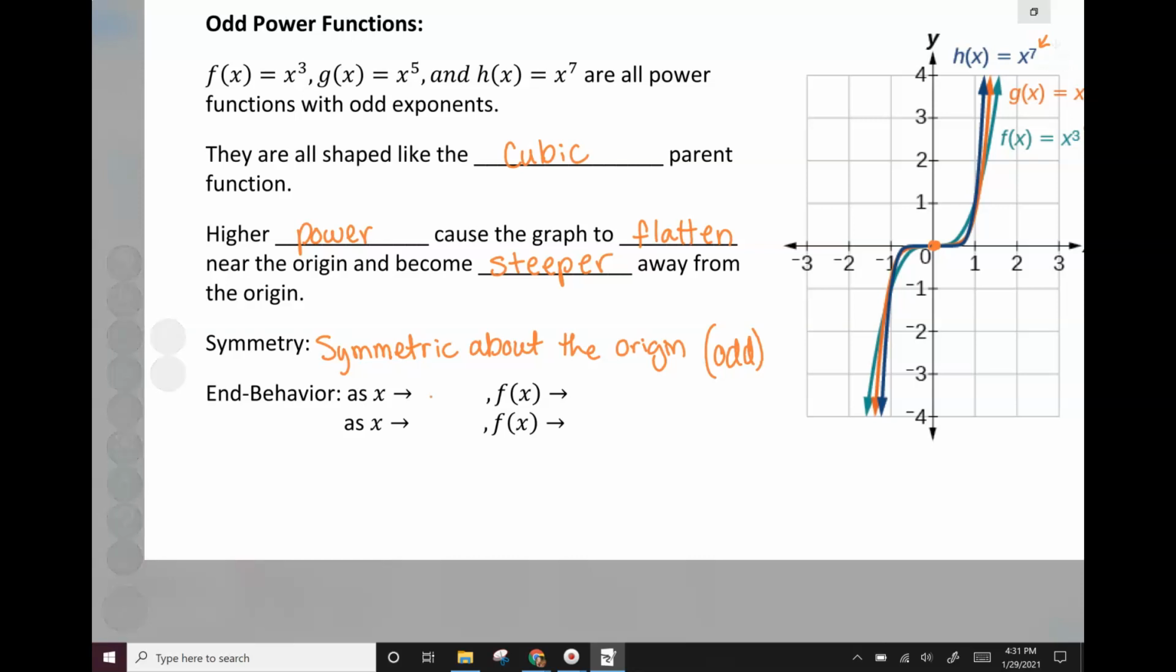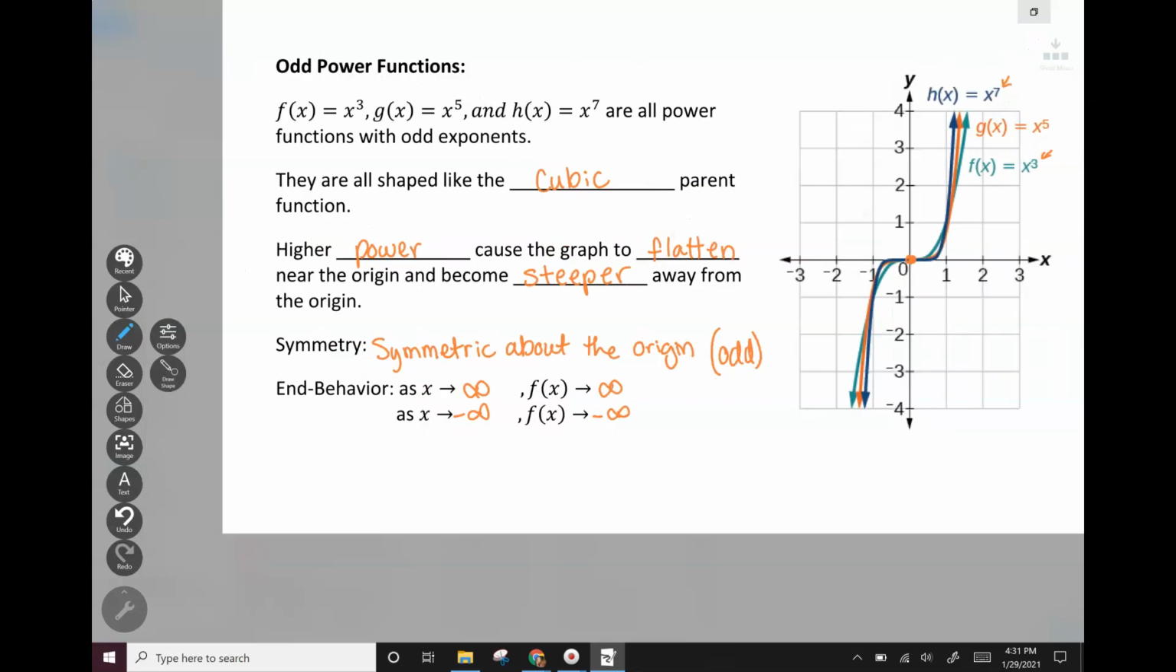End behavior of odd functions. So let's go as x approaches positive infinity. As we move to the right, what is happening to the y value? The y value, or f of x, is going up, and it's going up forever. So that is approaching positive infinity. And then as x approaches negative infinity, the curve goes down, down, down, down, down. It's going to keep going down forever. So that is approaching negative infinity.